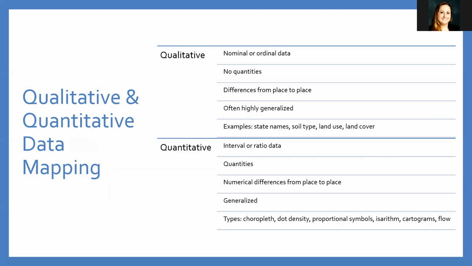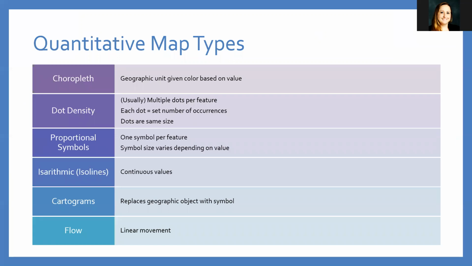There are many different types of quantitative maps, including choropleth, dot density, proportional simple, isorhythmic, cartograms, and flow maps. Of all the different map types, choropleth maps are by far the most common and have been used in the examples that I have shown you before. In these examples, each geographic unit, such as a state, is given a color based on its value.